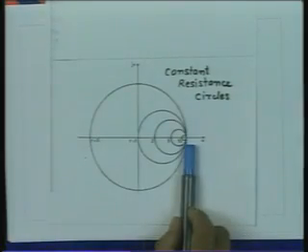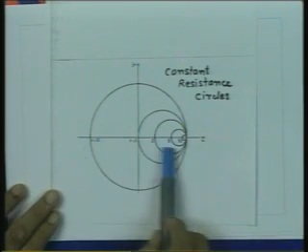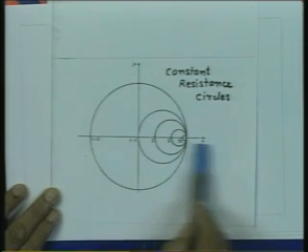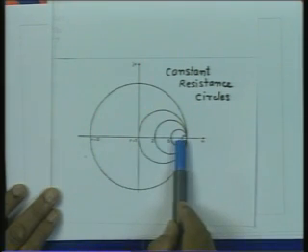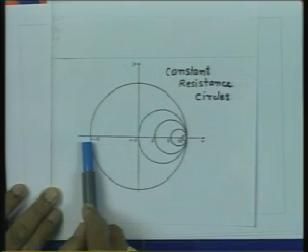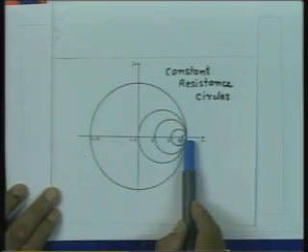So, let us now see the gross characteristics of these two sets of circles. Firstly, all constant resistance circles have their centers lying on the positive real axis of the complex gamma plane. All the circles pass through the point u equal to 1, v equal to 0. As the value of r increases, the center shifts towards the right from the origin to u equal to 1, and the radius decreases. So, this circle corresponds to r equal to 0, and this point corresponds to r equal to infinity.